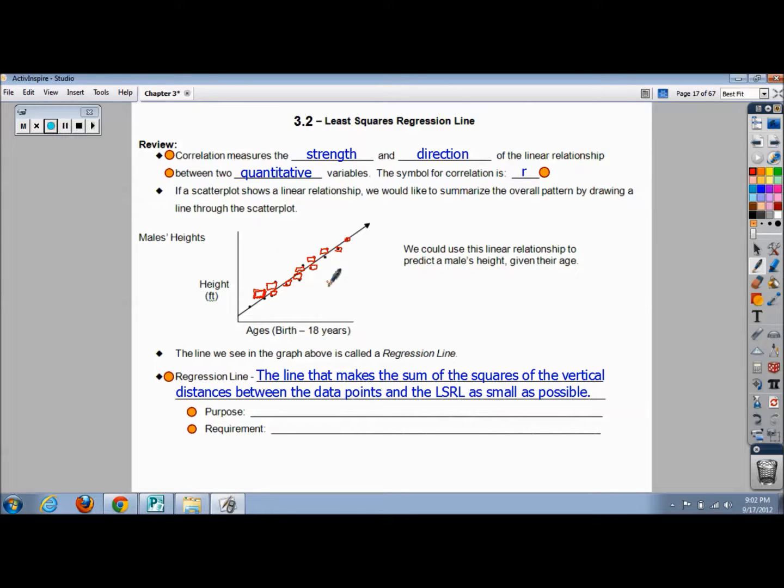Now, you're not going to have to do this by eye and go, well, I think this line works. We don't have to calculate the area of all of these squares. The calculator is going to do that for us. It's going to know exactly where the least squares regression line belongs. Now, the purpose of a regression line is we're going to use it to make predictions, and that's what we're going to focus on today. A requirement is that we have to have explanatory and response variables already set up in our scatter plot.